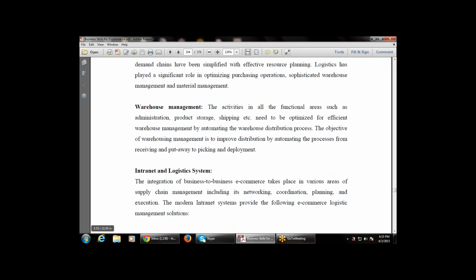Warehouse management means how to manage the warehouse. The main objective is how to distribute among various operations, among various units. The main target is to improve the distribution by automating the processes from receiving and put away to picking and deployment. That is the main objective of warehouse management.